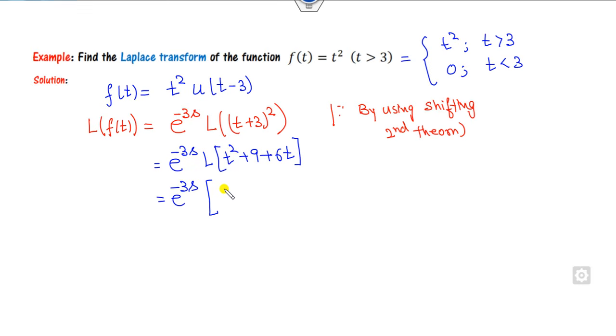What is the Laplace of the t square? It's 2 over s cube. 9 is 9 over s. 6t will be 6 over s square. That is the right answer of this problem.